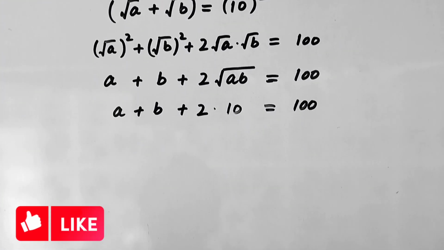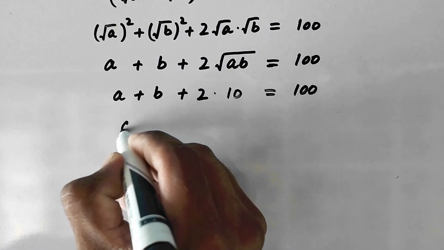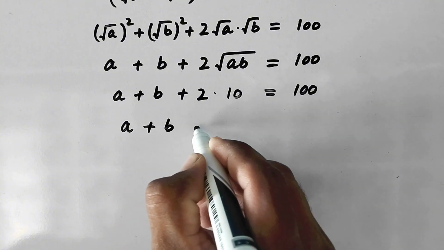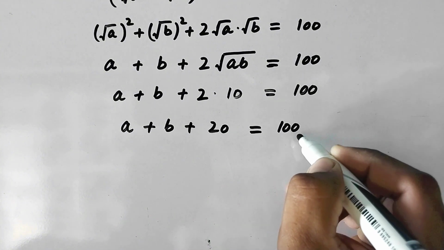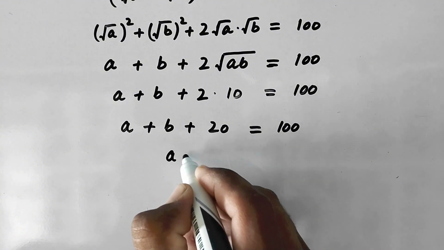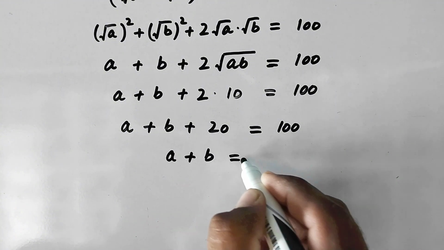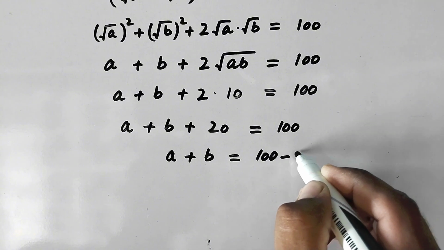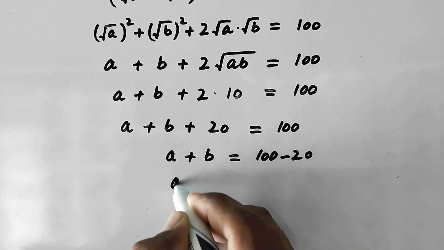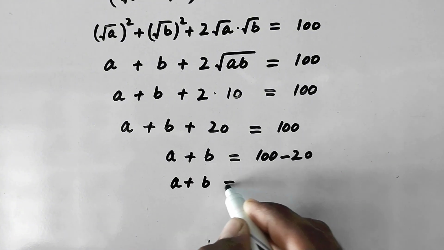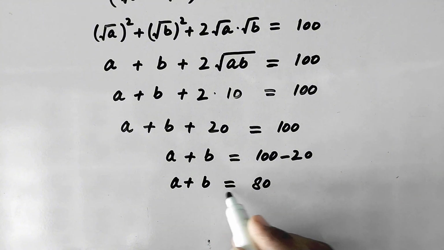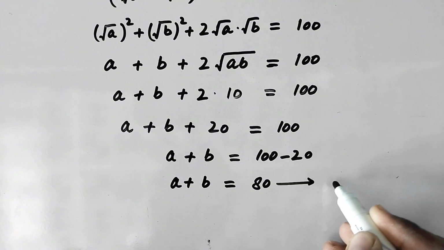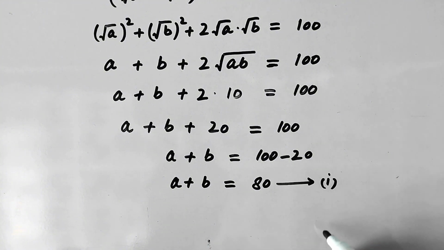And now here a plus b plus 2 times square root of a times b is equal to 100, and square root of a times b is equal to 10 from this equation. So here we will put 2 times 10. Then here is a plus b plus 20 is equal to 100, or now a plus b is equal to 100 minus 20, that will be a plus b equal to 80, and we will mark this equation a plus b equal to 80 as equation number 1.